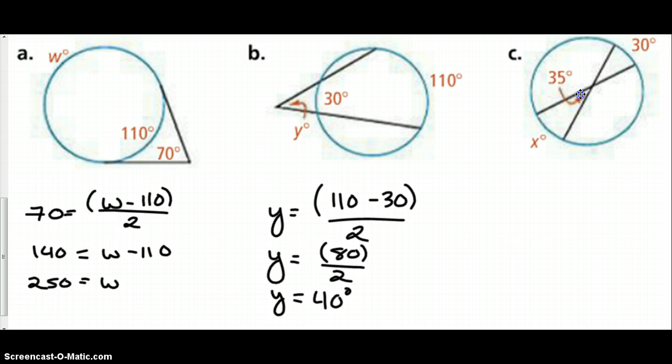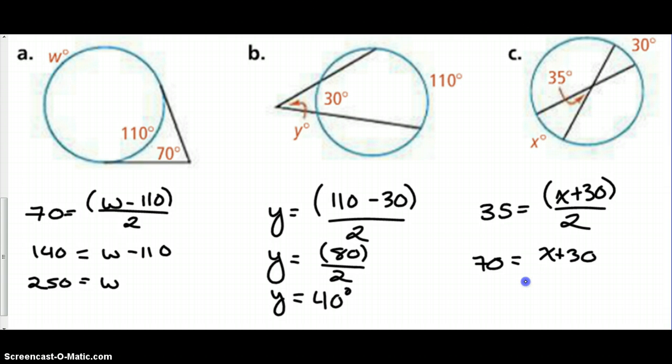And then the last one, this is an intersection of the two chords that are inside the circle. So instead of it being a difference, I'm going to take a sum. And I know that the angle that we would be figuring out is 35. So it's 35 equals x plus 30 degrees all over 2. We'll multiply by 2 on both sides, and I'll get 70 equals x plus 30. We'll subtract 30, and we'll get x equals 40.